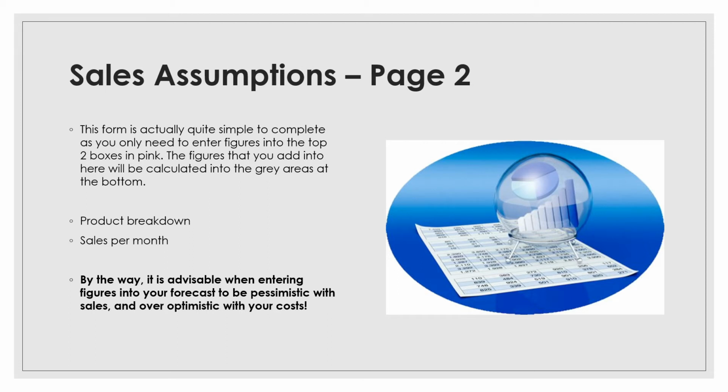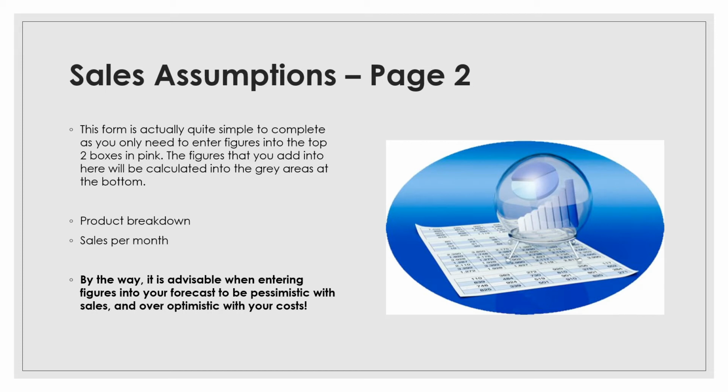Sales assumptions. This form is actually quite simple to complete, as you only need to enter figures into the top 2 boxes that are in pink. The figures that you add here will be calculated into the grey areas at the bottom. So we want to take a look first at your product breakdown and sales per month.